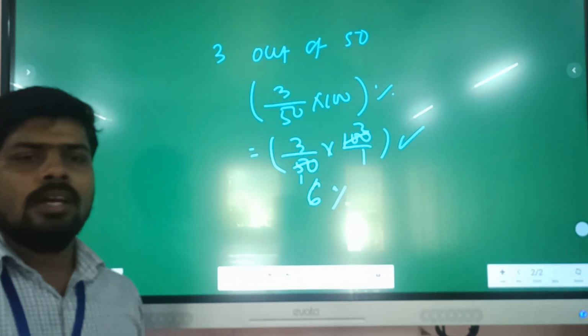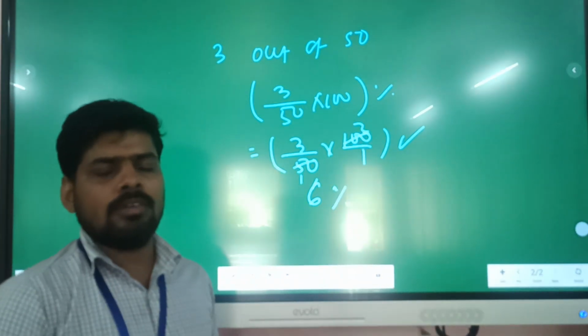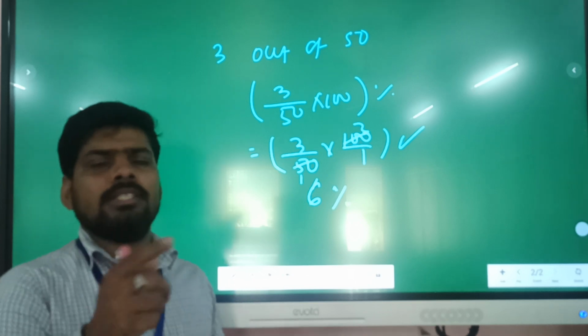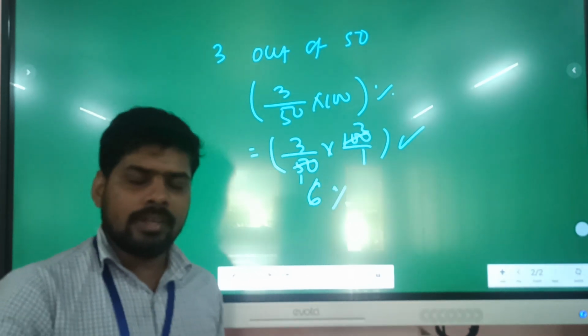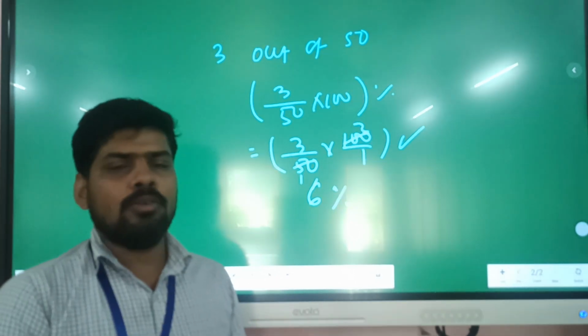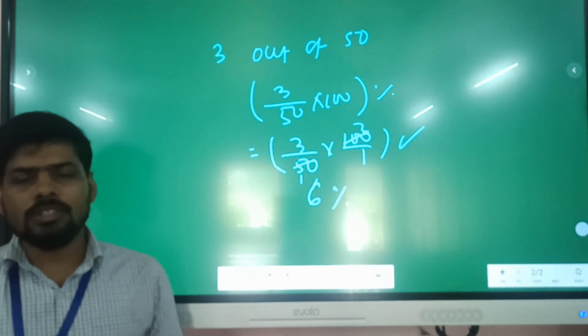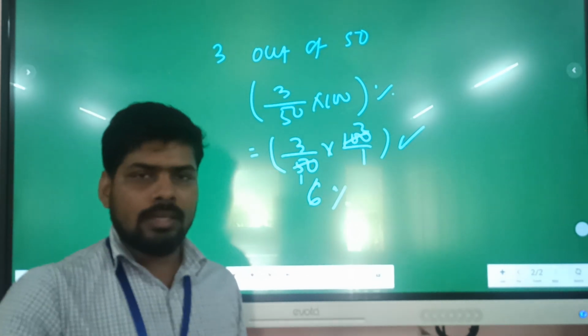Okay, this is a little bit of concept about percentage and the conversion of fraction into percentage and percentage into fractions. In the very next class, I shall explain some new concepts along with some new questions. The questions which will be helpful for you at the next stages.